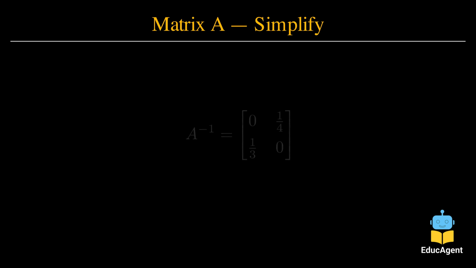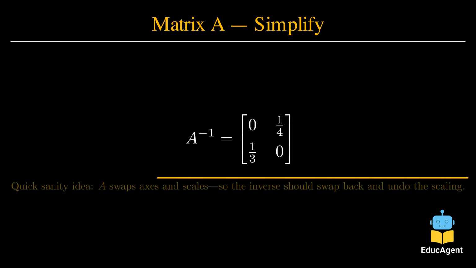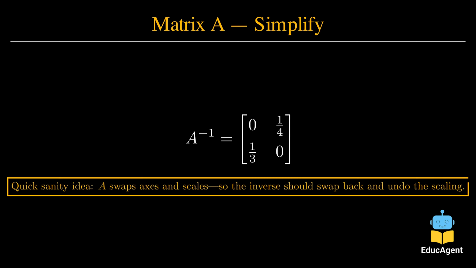Simplifying entry by entry gives a clean inverse with fractions 1/4 and 1/3. This matches the idea that A sends (1,0) to (0,4) and (0,1) to (3,0).